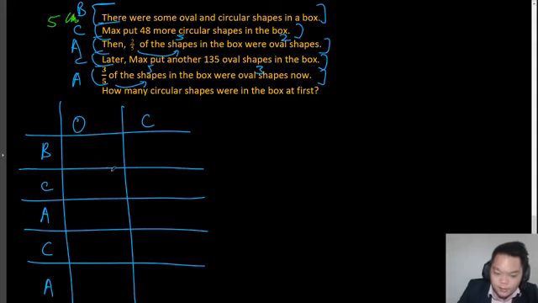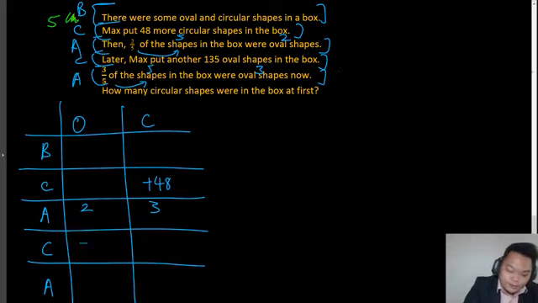Once we've got that, okay, here you don't know what you had at the beginning. So let's trace out the entire flow first. You put in 48 more circular shapes. Then 2 out of a total of 5 were now oval, which means that your circular shapes has to be 3. Then after this, you see that Max put in another 135 oval shapes. So now 3/5 of the shapes in the box were oval now. So 3 goes to oval, 2 goes to circular.